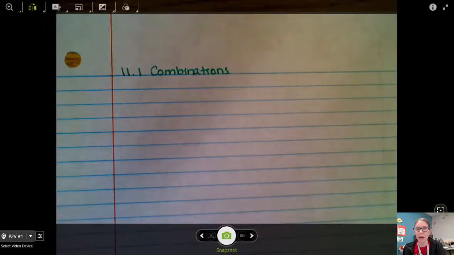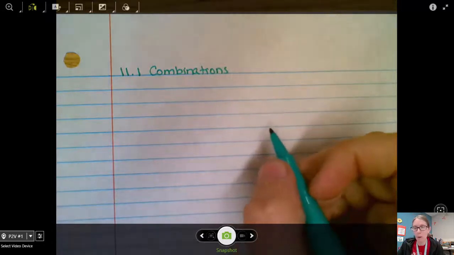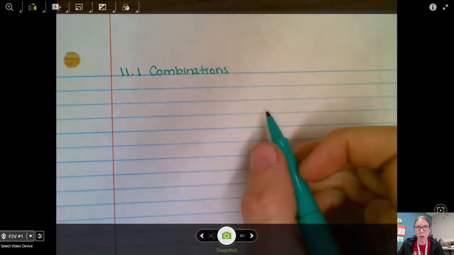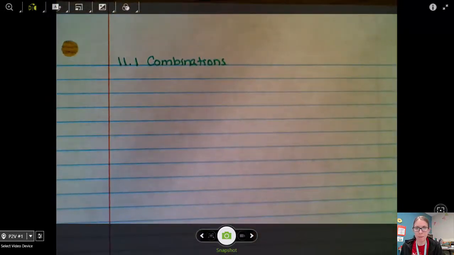The second part of 11.1 is about combinations. Now, if we backtrack for a second, when we had permutations, the order matters. So if you had 10 runners in a race, and we have first, second, and third place, it matters what order those runners finish because it matters who wins. It matters who gets second.